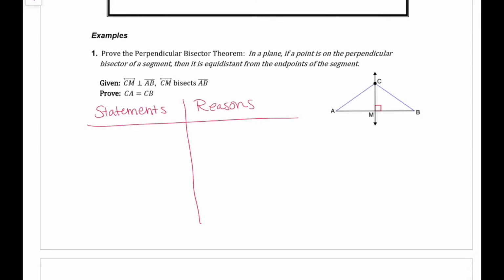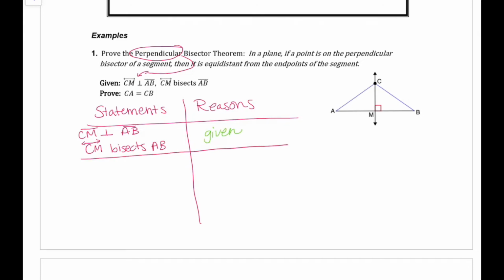We're going to do our 2-column proof. We have our statements and our reasons. We are given that CM is perpendicular to AB. That upside down T just means perpendicular. And CM is going to bisect AB. So bisect means it cuts something in half.